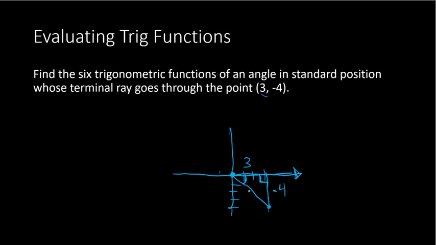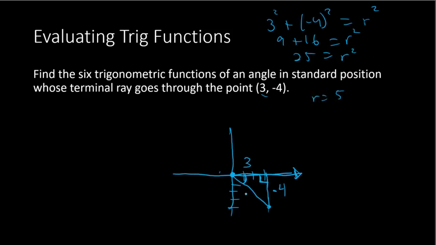And the hypotenuse over here we can find by using the Pythagorean theorem. We would do 3 squared plus negative 4 squared equals your hypotenuse squared. We'll call r the hypotenuse. So then we would have 9 plus 16 equals r squared. r squared is 25, so then r would equal 5.